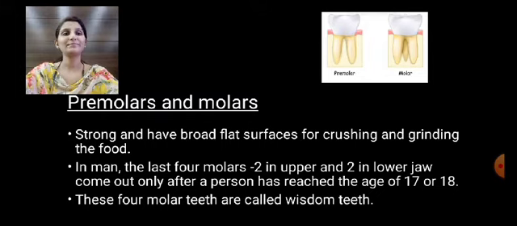In man, the last four molars, that is 2 in the upper jaw and 2 in the lower jaw, appear at a stage of around 17 to 18 years, and these 4 molars which arise later are called wisdom teeth. And these premolars and molars are placed in the inner side of our buccal cavity. Thus we have 4 different types of teeth: incisors, canines, premolars, and molars, each performing different functions.